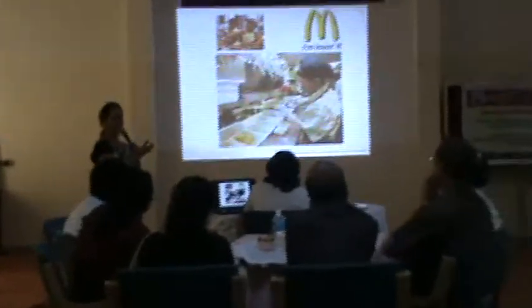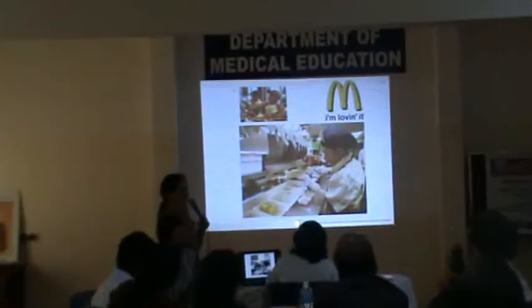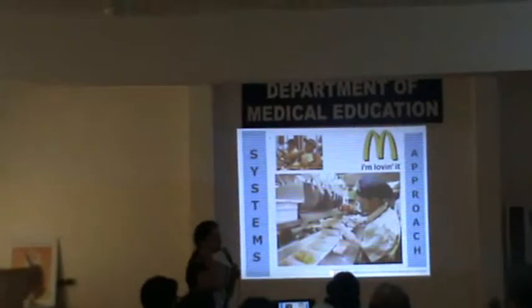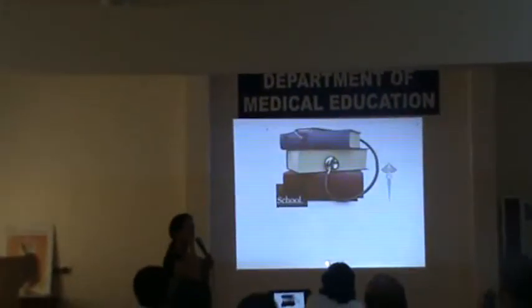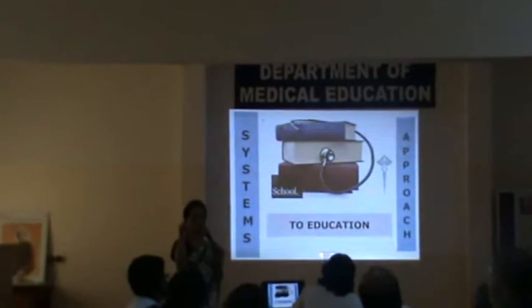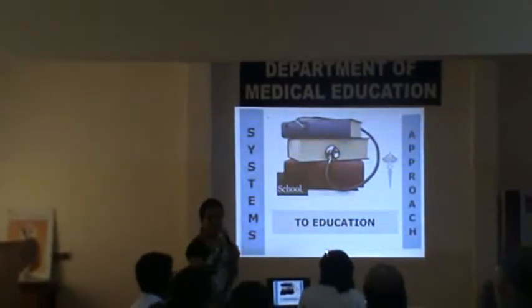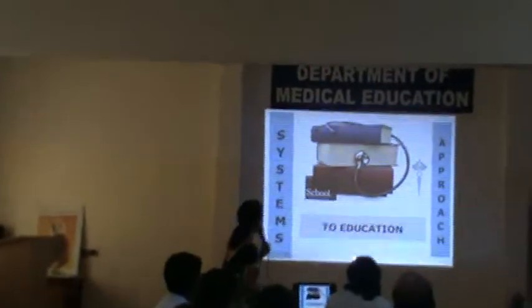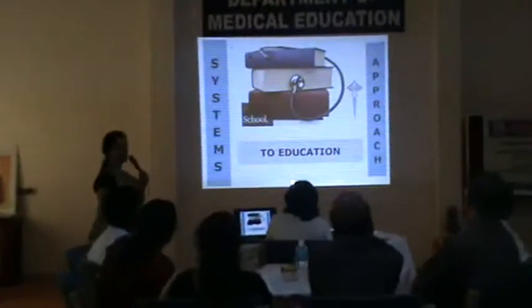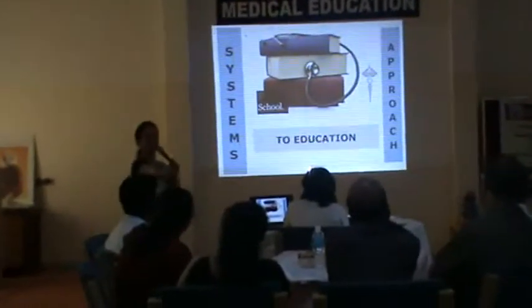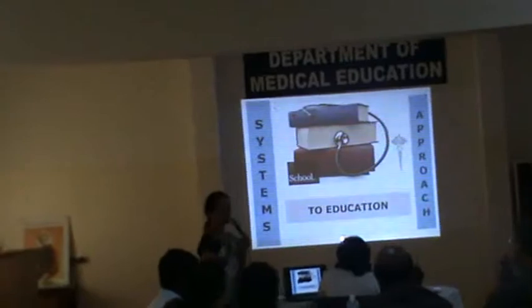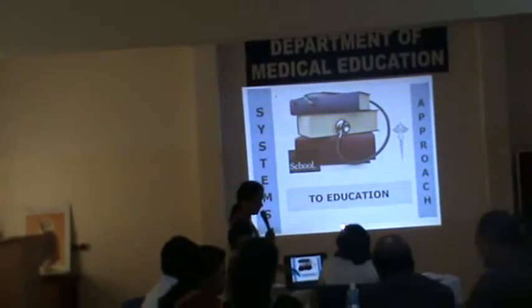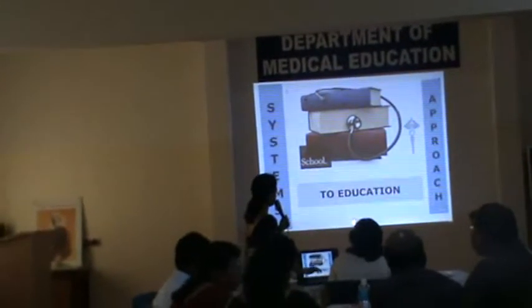So when a shop like McDonald's is running, why can't we run an educational system in that way? It is not possible, because intellectuals are here who run this system. So now we are applying the systems approach to education. I think the second chapter there has everything written. The PowerPoint is also made from the same thing.